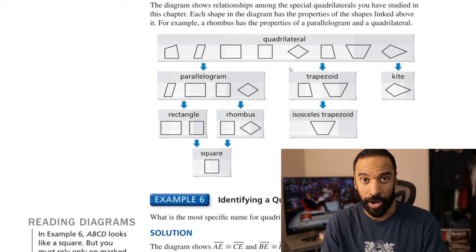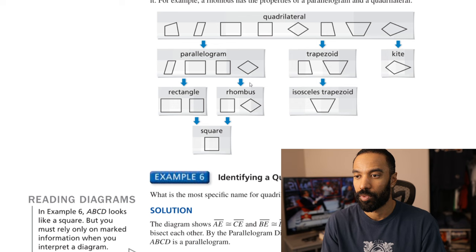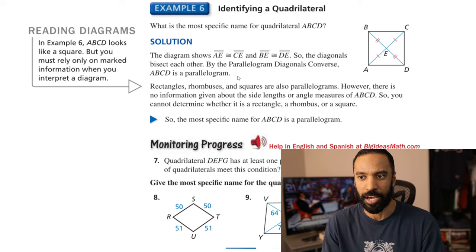And then there are just generic quadrilaterals, which can just be anything. Not any of these names, but it's just a quadrilateral. Maybe nothing is special about it. So let's identify some quadrilaterals based on what we have here. Let's see how good we are at this. What is the most specific name for quadrilateral ABCD?